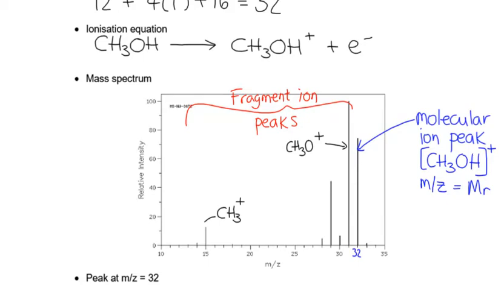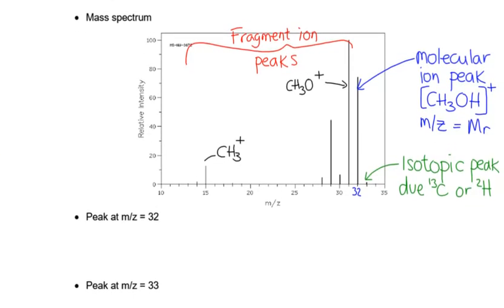The one thing they might ask you about is this tiny little blob at just at 33. How can you weigh more than the whole molecule? Well, this is called an isotopic peak. And we get isotopic peaks because carbon can also exist as carbon-13, and hydrogen can exist as deuterium, it's hydrogen with a mass number of 2, and those things would cause us to have a slightly higher mass, 1 higher.